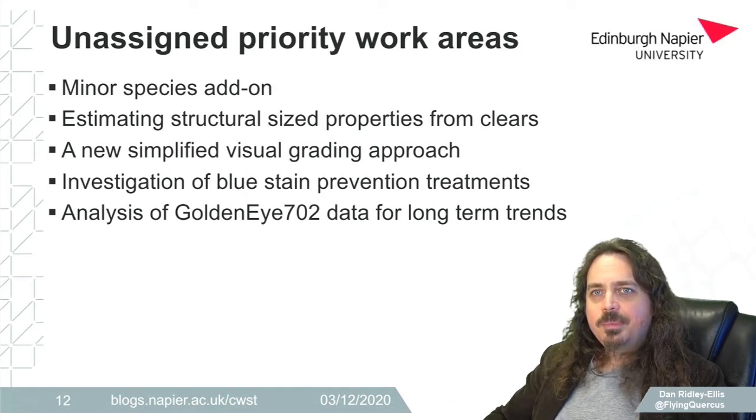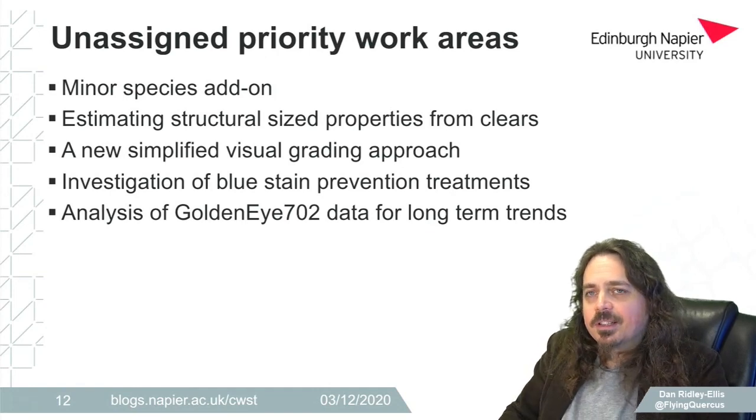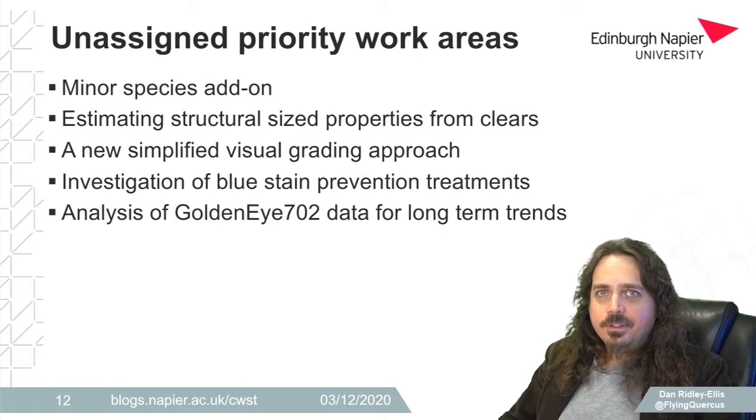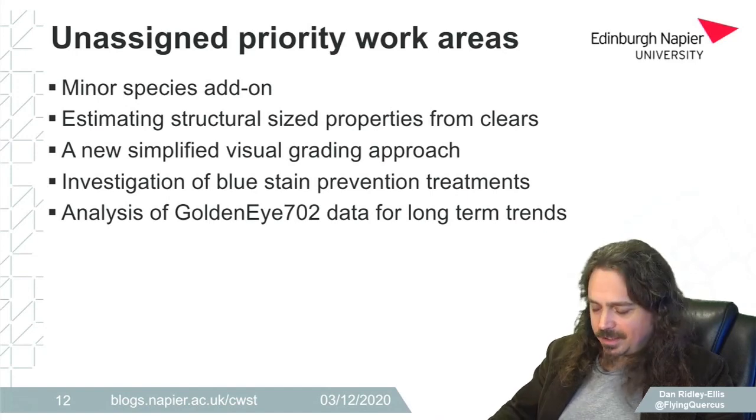Lately just added onto our list but not yet discussed by the Cert Management Board is an investigation of the blue stain prevention treatments that are available on the market, looking at how well they work. And in the last meeting we discussed the potential of looking at GoldenEye 702 grading machine data, historical data, for looking at long-term trends in wood property. So really taking that same approach that we did with the Balcas Viscan data over to X-ray grading machines too, where we get also information about knots as well as more detailed information about the density. So potentially exciting things there.